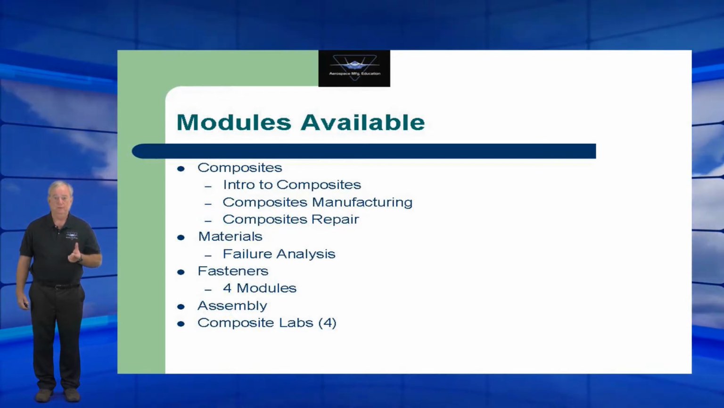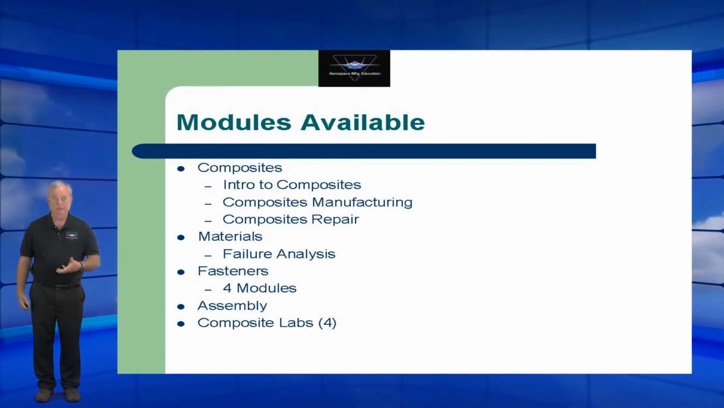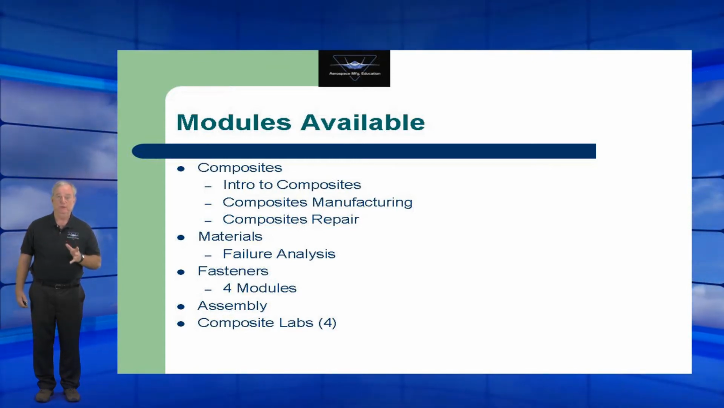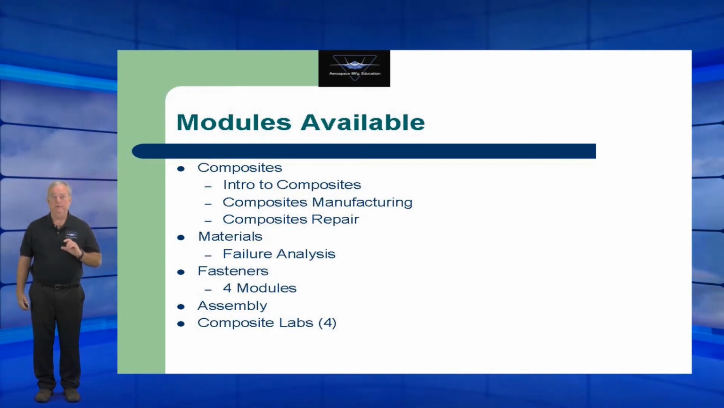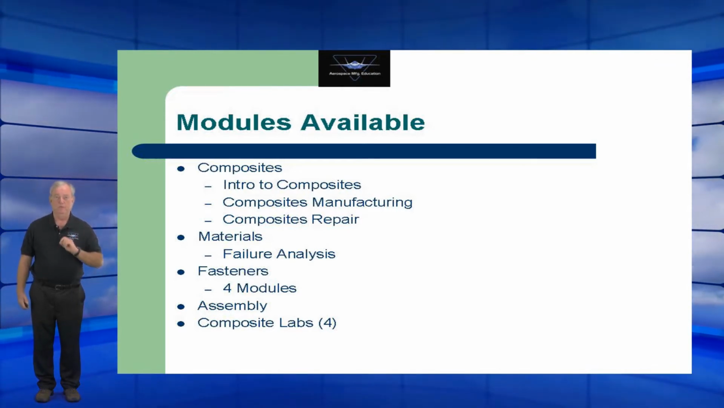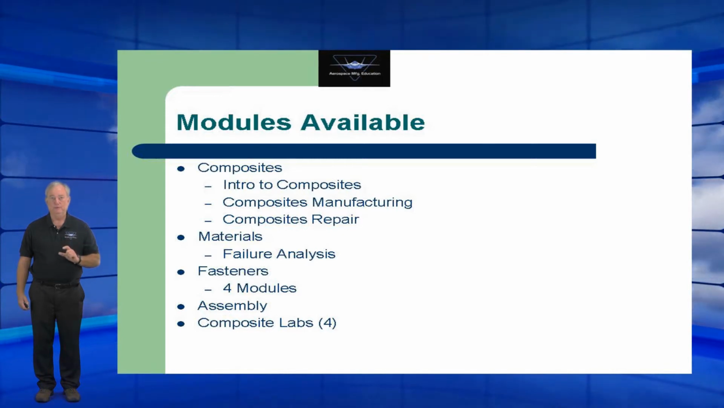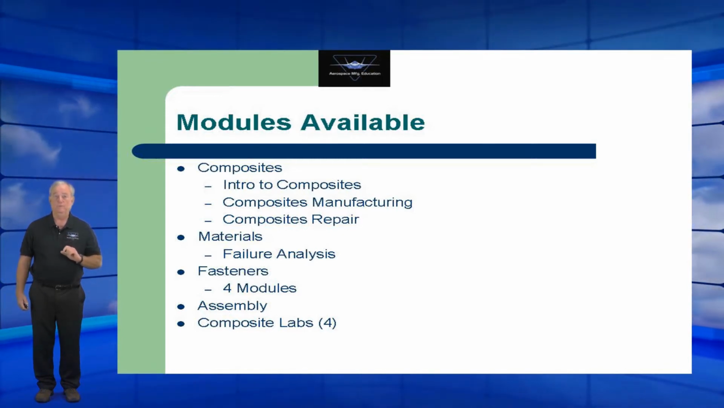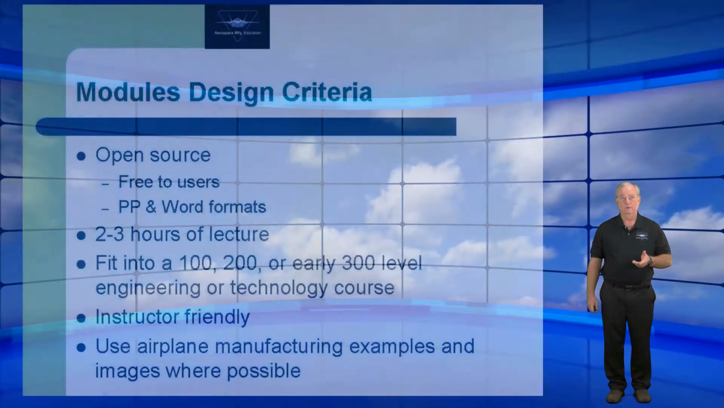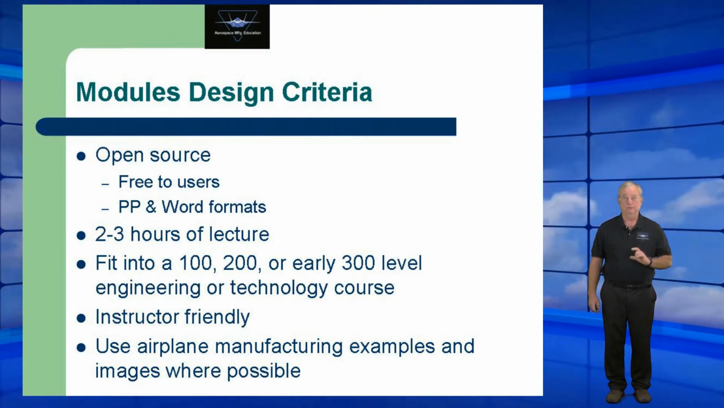We found that one of the things that new engineers working in the aerospace industry found lacking in their education was more detail on fasteners. And so we have 4 modules on fasteners. We have an assembly module, and we have 4 composite labs. We'll talk about the labs a little bit later. First thing I'd like to cover is the criteria that we use to design these modules.